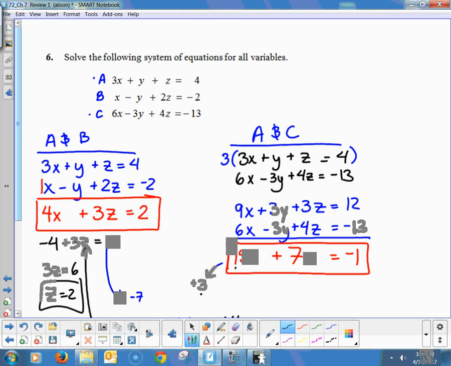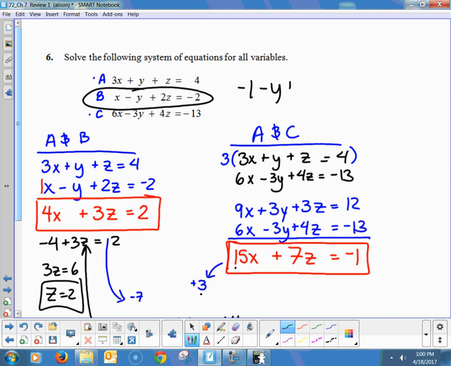And this one looks pretty simple. x is negative 1 minus y plus z is 2, so that's 4, has to equal negative 2. So I get 3 minus y equals negative 2. You could just think about it, or you could do math. What the heck, I'll do math. I'm thinking y has to be 5, because 3 minus 5 is negative 2.